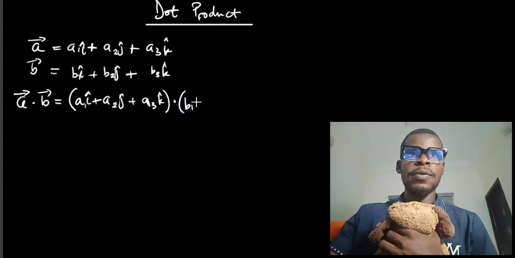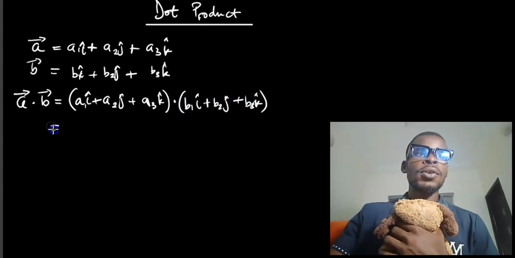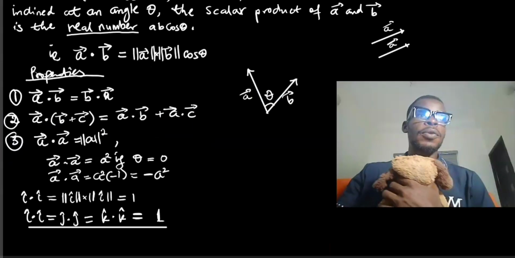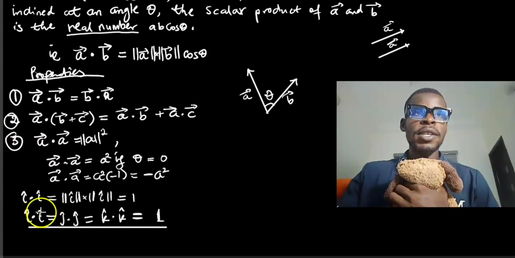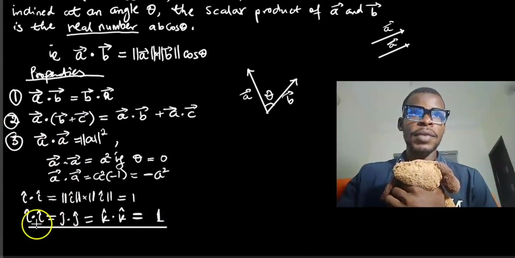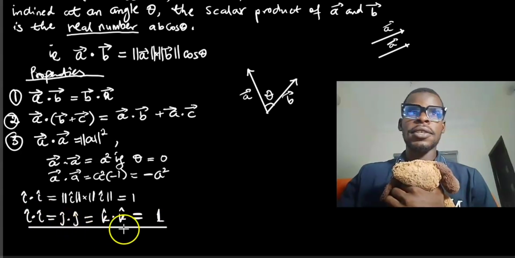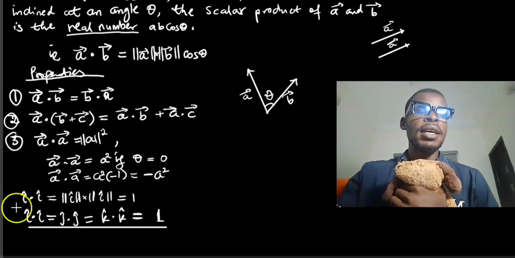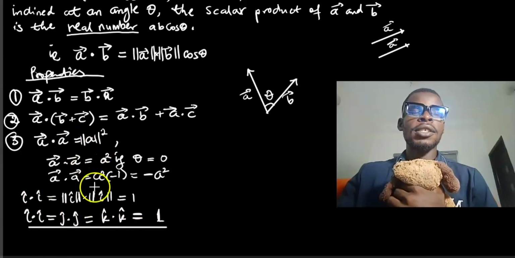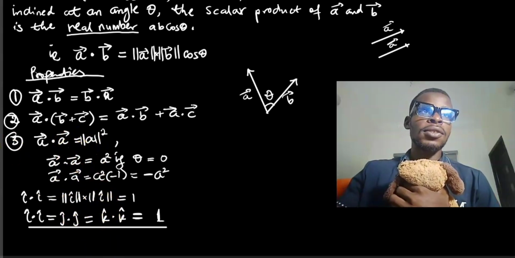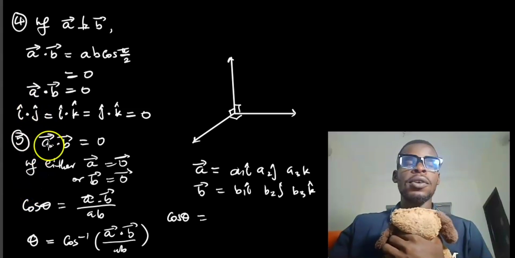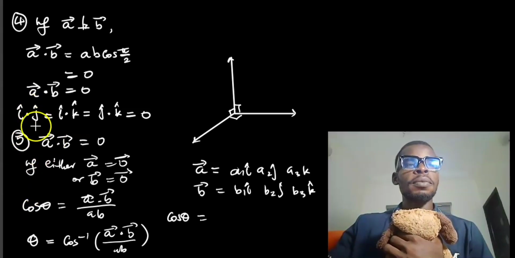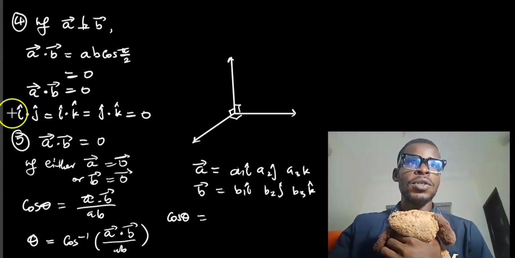So let me just put this down first. These are the two properties I want you to remember. The first is that a unit vector dotted with itself will give us 1. That is, i dot i is the same as j dot j, which is the same as k dot k. This is true because the dot product of a vector with itself is the square of its length. Since the length of the unit vectors is just 1, we just have one square, which is 1.